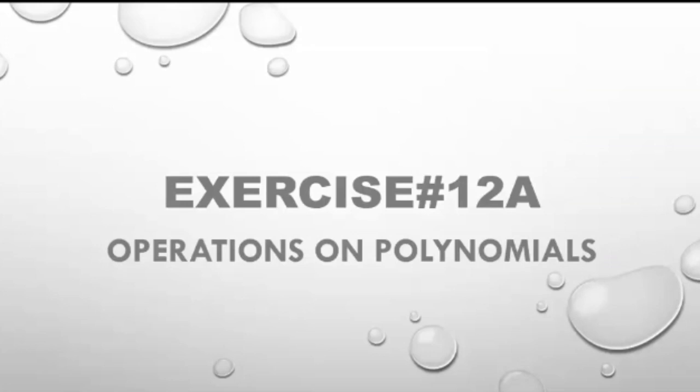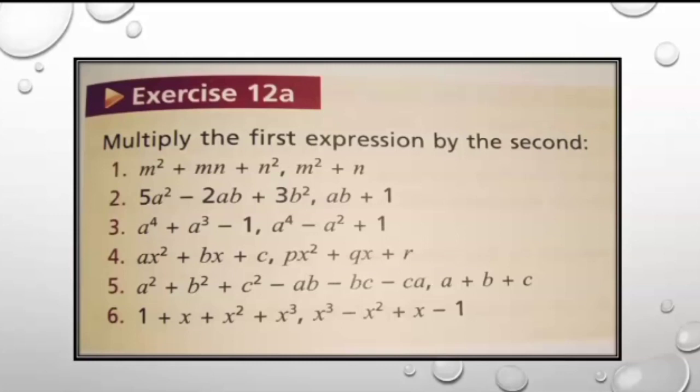Now we will solve exercise 12a. These are the questions of exercise 12a. In these questions, we have to multiply first expression by the second expression. We will solve these questions by two methods, vertical method and horizontal method. In the horizontal method, we will use distributive law. And let's see the vertical method.